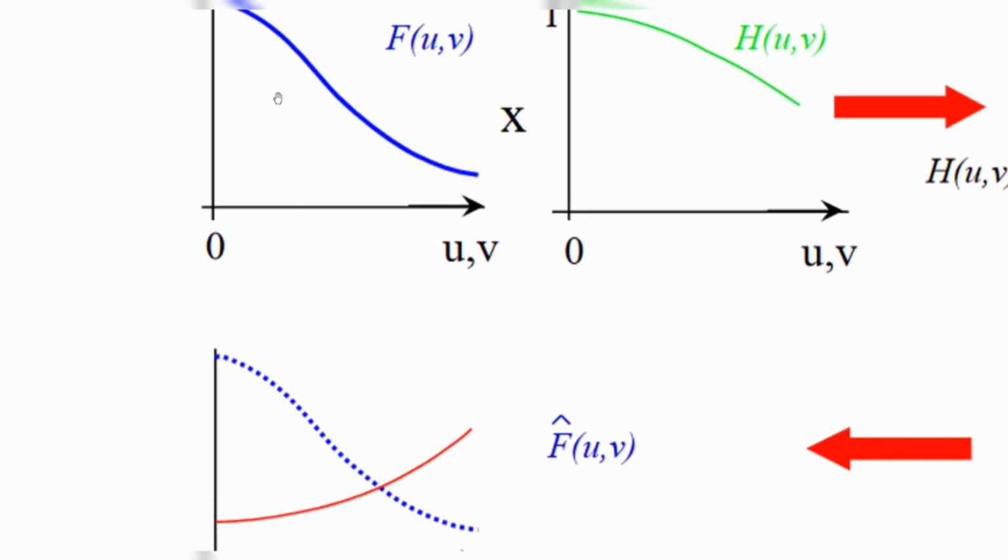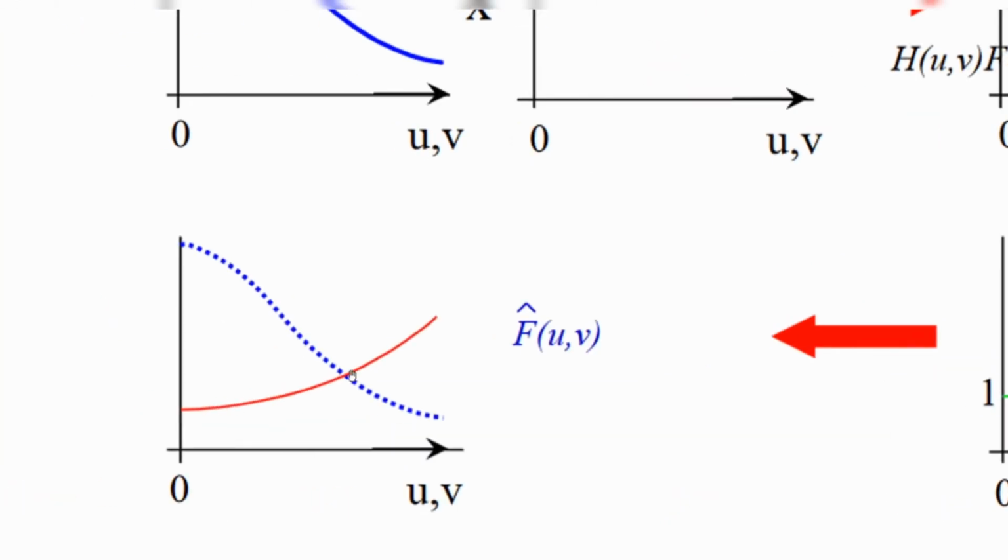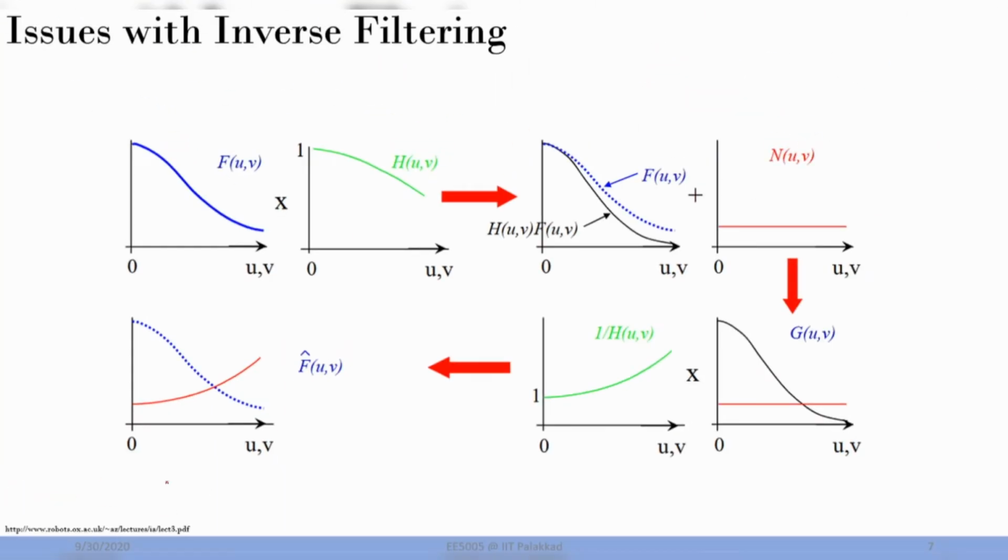So the original signal was this nice blue curve, but the recovered signal will be something like this, and that means you're really getting worse than even the observed signal. The observed signal was the red signal I was showing you here, right? That was much better than this red signal which is over here. I hope I'm not confusing you.